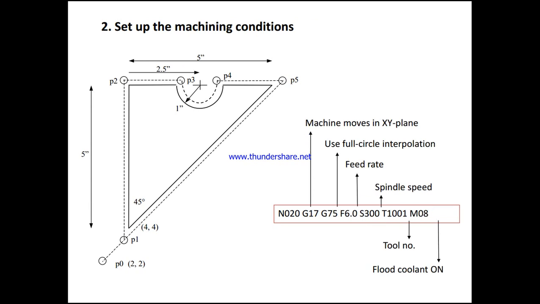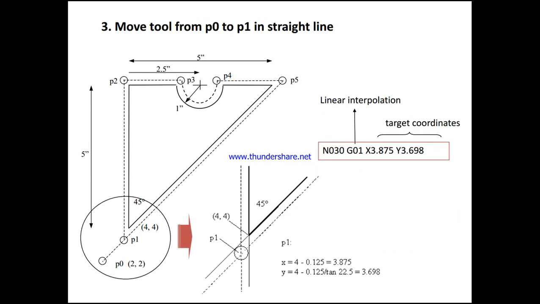Next is the machining condition, that is G17, the N20 sequence, which means the machine moves in the XY plane. G75 is the full circle interpolation, that is the circle what we have. F6 is the feed rate, and S is the spindle speed. T is the tool change, tool number 1. M08 is the coolant on and off.